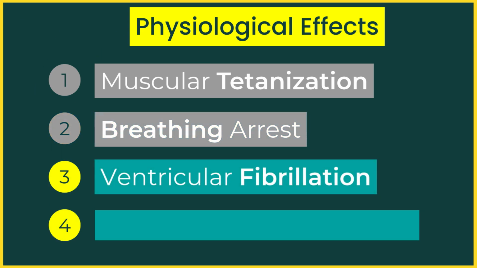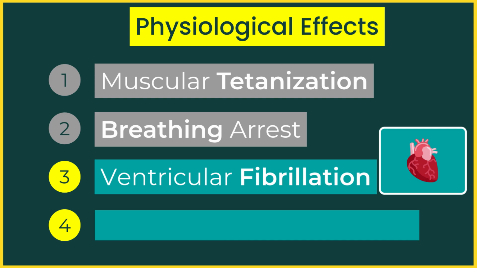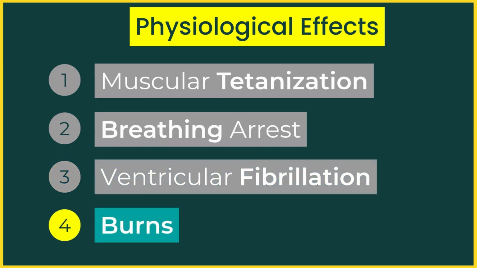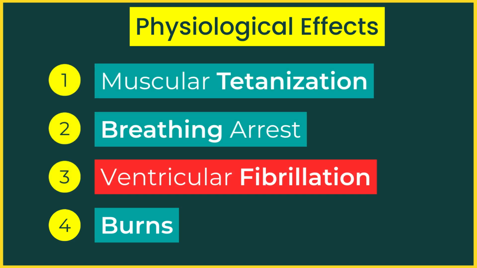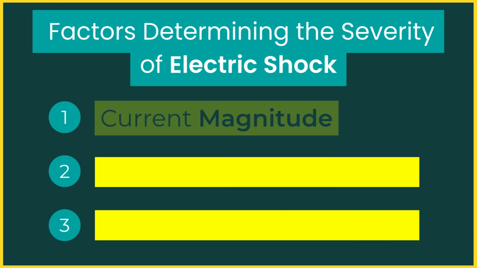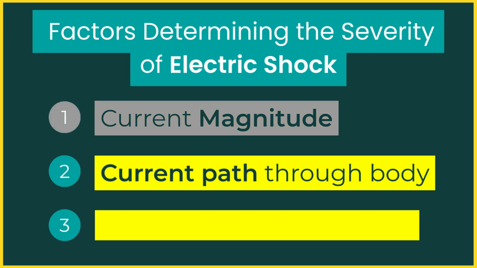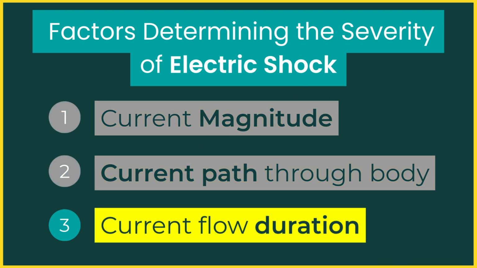Third, ventricular fibrillation. The most dangerous effect. Electric current disturbs the normal rhythm of the heart. Once triggered, this condition may continue, even after the current has stopped. Fourth, burns. Caused by heating due to the Joule effect from the current passing through the human body. Among all these effects, ventricular fibrillation and breathing arrest are the most dangerous. They can be fatal. Whether an electric shock is harmless or fatal depends on three key factors: the magnitude of the current, the path it takes through the body, and how long the current flows.